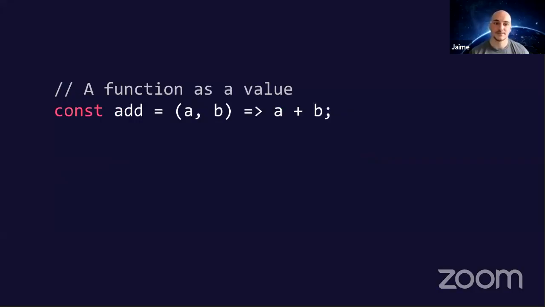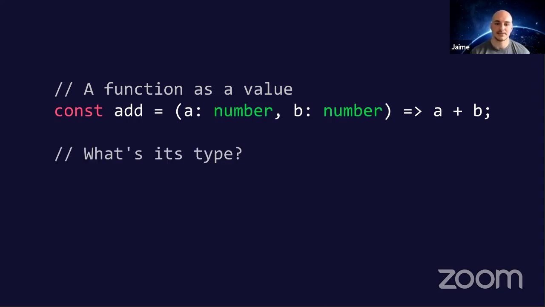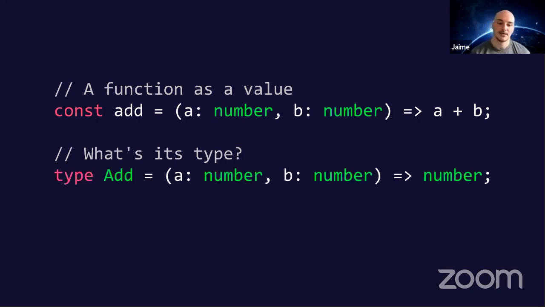Functions as values. So a function as a value. Here we have the function add. This is how we did it when we typed it inline. But what is its type? What do you think is the type of this function? I will ask this to the audience, but it's a lot to type, so I will just put it. Okay. The type of this function is this. It's a function add, and it takes two numbers and returns a number.